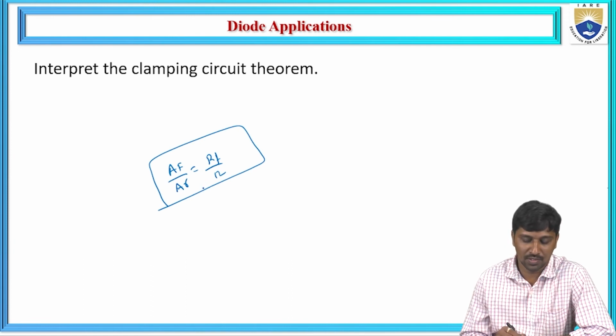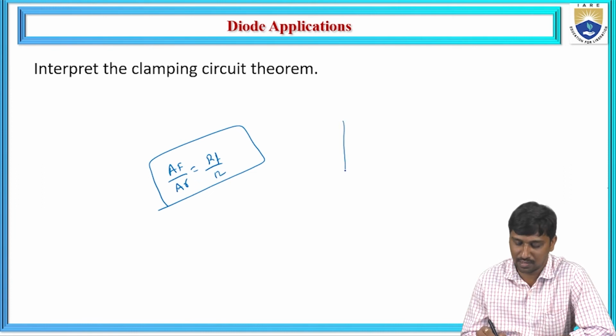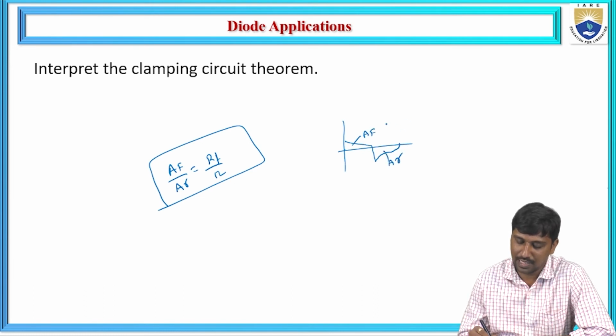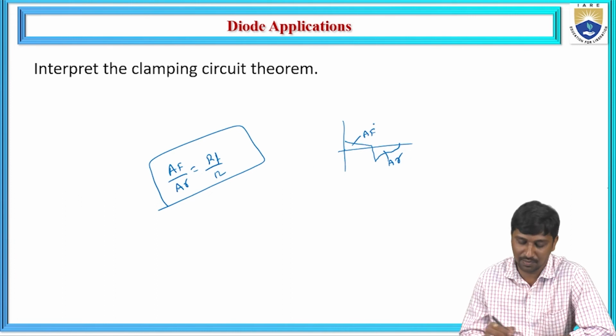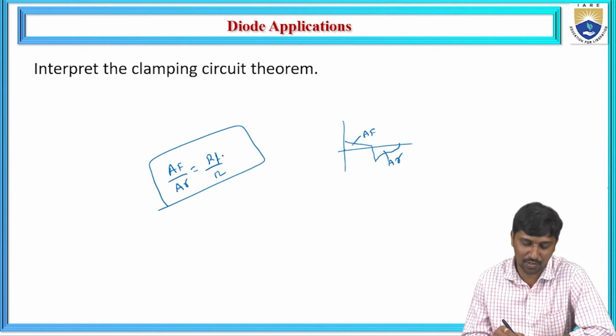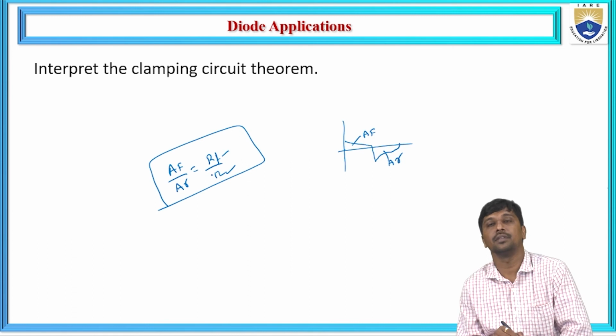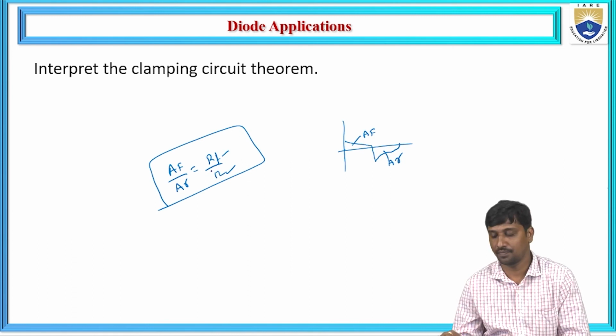So first we need to define the statement. Then after that you can derive this expression. In this case, if I have it like this, this is the area under the forward direction. This is the area under the reverse direction. The area under the forward direction to the area under the reverse direction is equal to the diode forward resistance to the resistance R.